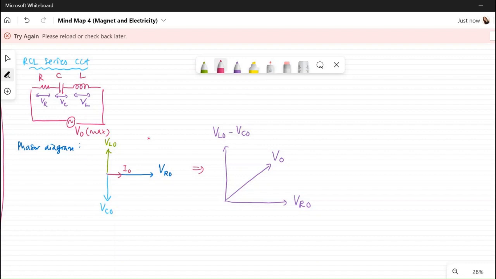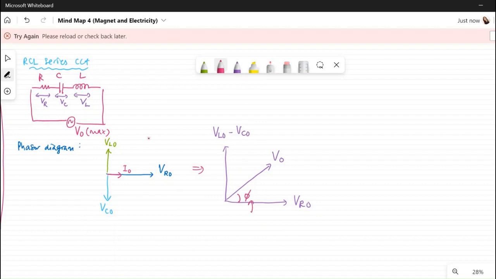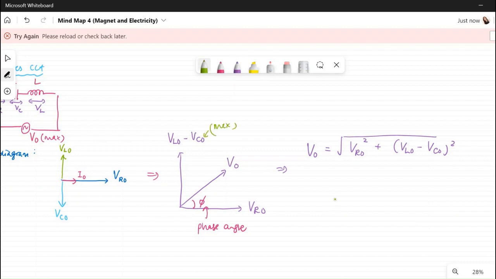Okay. And here we have one additional term called the phase angle, phi, right? This is the phase angle phi. It is the angle between V0 and VR0, and it is called the phase angle. Now if you refer to this phasor diagram, it can be stated that the maximum voltage of the generator, V0, is equal to the square root of VR0 squared plus (VL0 minus VC0) squared, right? Again, the subscript naught here represents maximum value.